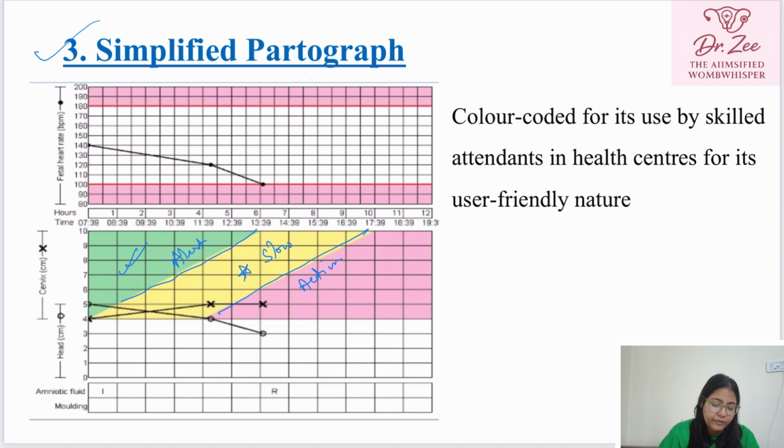But if not, and if it becomes slower, then it will fall in the pink zone, and then we have to take action and make a decision for termination of pregnancy. Similarly, you can see the fetal heart rate zone has also been color coded. The white is where it is within the normal range and the red is where the heart rate is abnormal. It is mainly used by the skilled attendants in healthcare facilities. For them it is easier to identify when the labor is going wrong or right, rather than just following the graph.